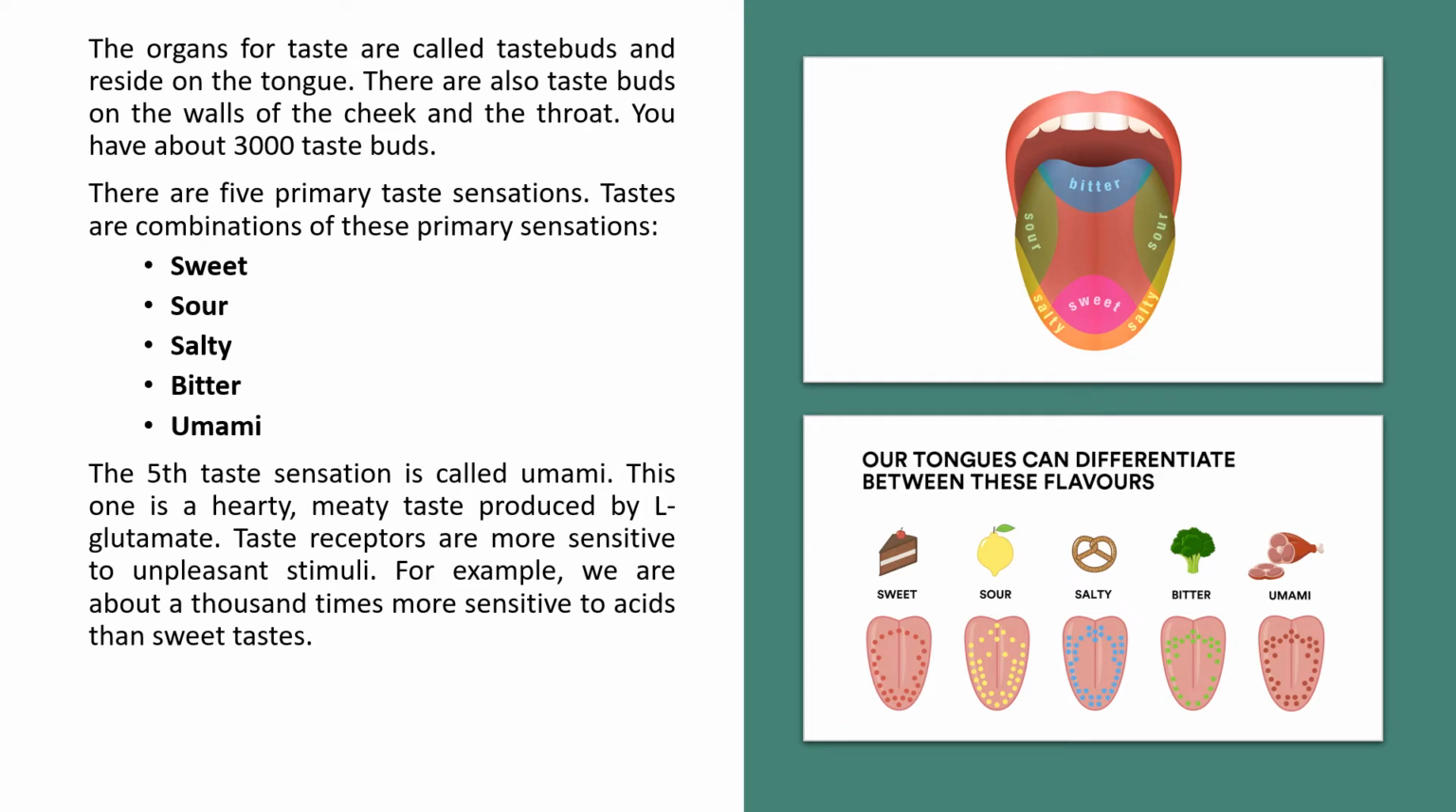Tastes are combinations of these primary sensations, which are sweet, sour, salty, bitter, and umami. The 5th taste sensation is called umami. This one is a hearty, meaty taste produced by L-glutamate. Taste receptors are more sensitive to unpleasant stimuli. For example, we are about 1,000 times more sensitive to acids than sweet tastes.